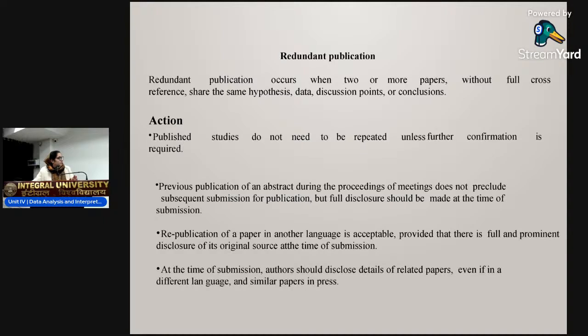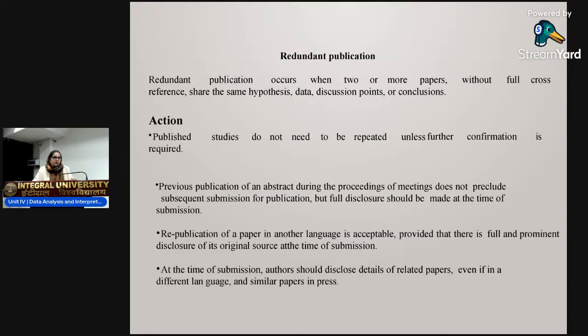Coming to redundant publications. This is another kind of misconduct. Redundant publication occurs when two or more papers without full cross-reference share the same hypothesis, data, discussion points, or conclusions. Published studies do not need to be repeated unless further confirmation is required. Okay? So you can refer to your previous results and you can build upon those results. So in every paper, you need to have some new results to report.